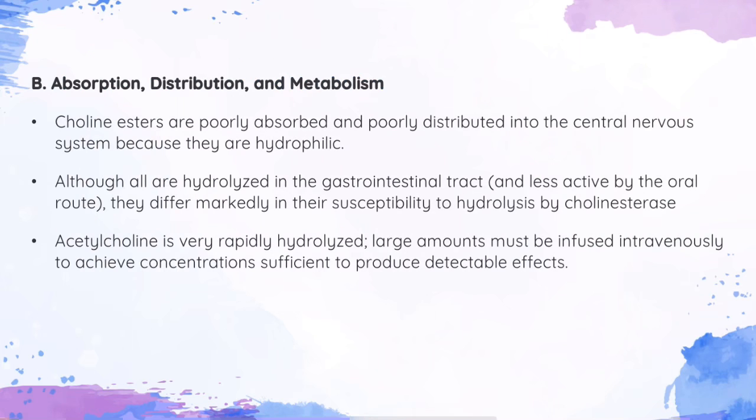Next is the absorption, distribution, and metabolism. Choline esters are poorly absorbed and poorly distributed into the central nervous system because they are hydrophilic. Although all are hydrolyzed in the gastrointestinal tract and are less active by the oral route, they differ markedly in their susceptibility to hydrolysis by cholinesterase. Acetylcholine is very rapidly hydrolyzed. Large amounts must be infused intravenously to achieve concentrations sufficient to produce detectable effects.